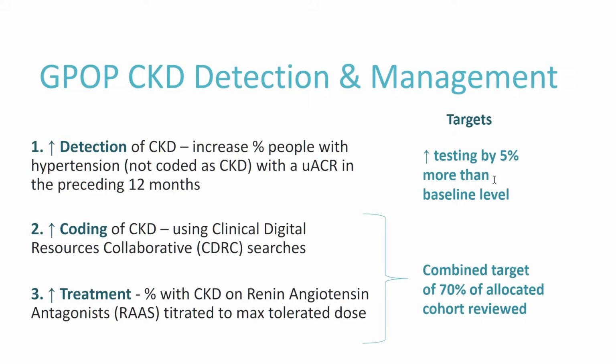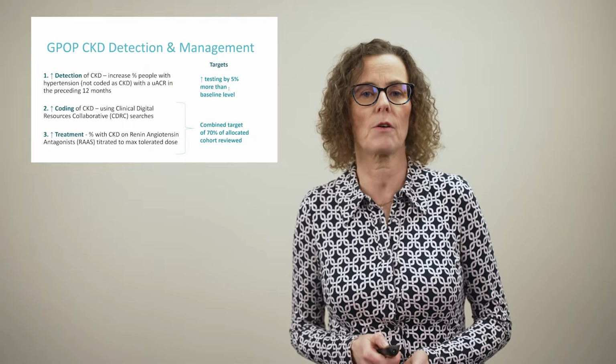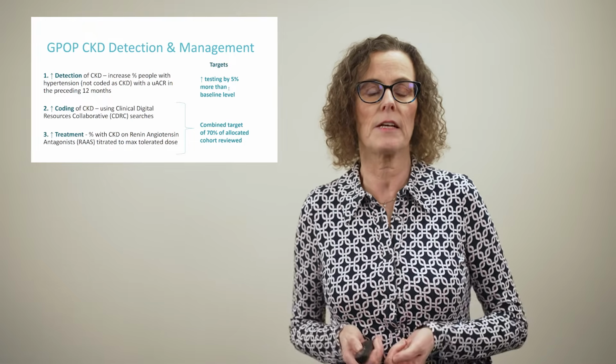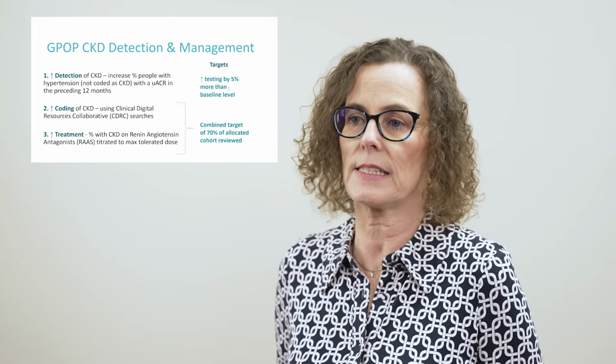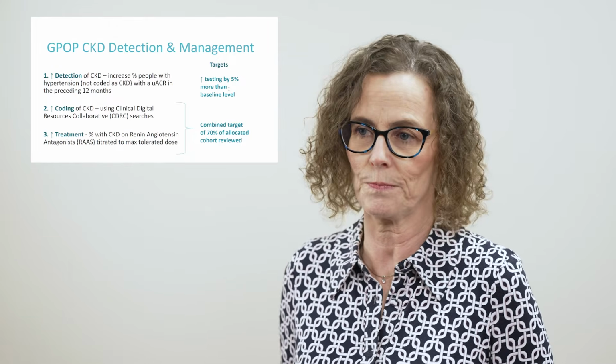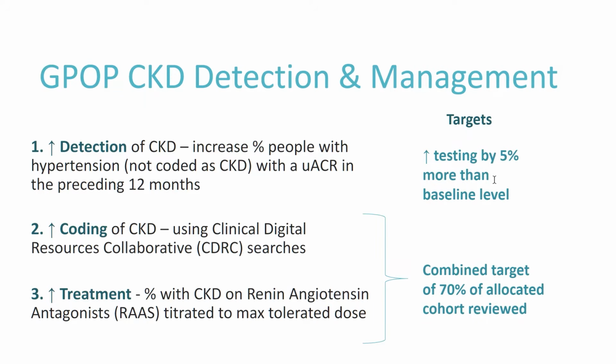So I'll just recap what we're covering in GPOP CKD indicators this year. There's 3 elements to increase the detection, the coding and the treatment of CKD. Looking at that increase in detection of CKD, we're focusing on that hypertension cohort because they're at really high risk of developing CKD. And we know that by screening them using a urine ACR level, will help to detect kidney disease early on so that we can slow that decline of the renal function. Each practice has been set a target of achieving above 5% more than their baseline level.